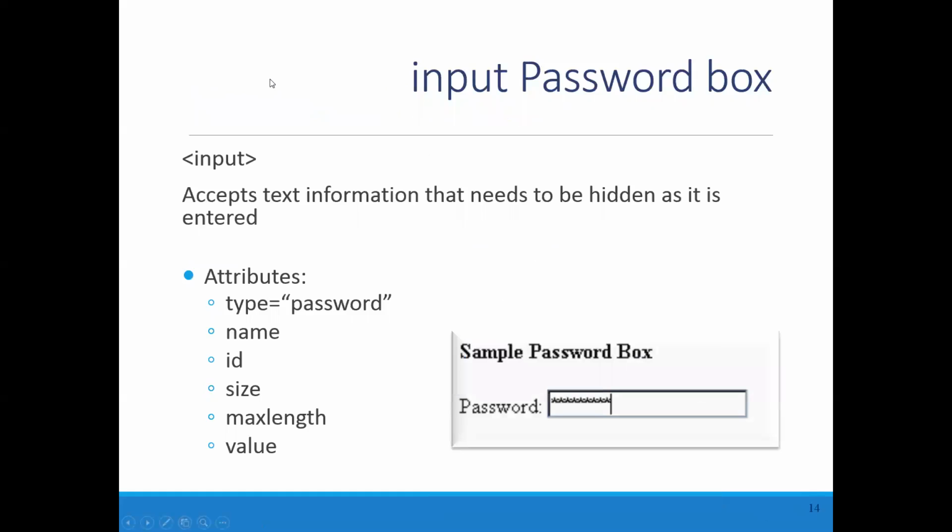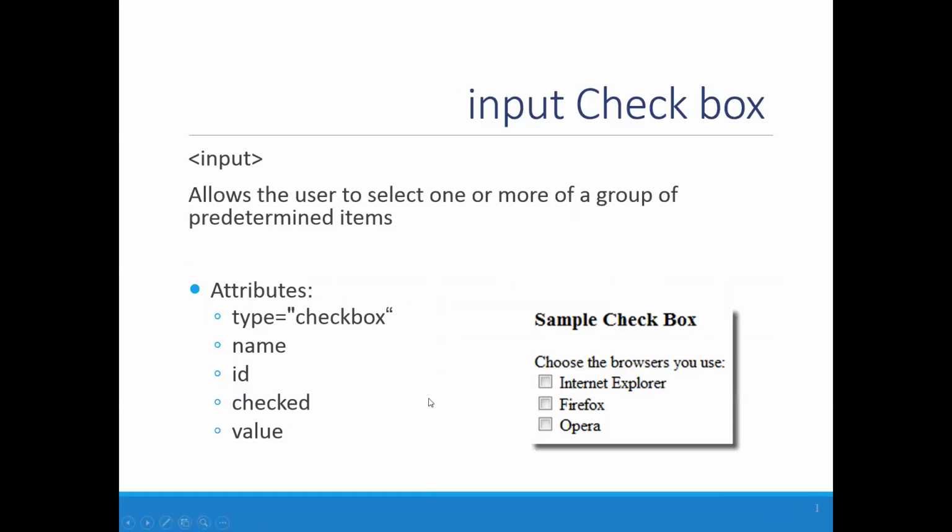I can also, instead of providing a text box, or just type equal text, use the attribute type equal password, and that will suppress the typing as the user uses that field in my form. I can also use checkboxes, and I just specify in the attribute field type equal checkbox. And again, for all of these controls, I have to have a name and an ID. But if it's this type of data, I have to flag if it's checked or not, and then what the value is associated with it if it's checked. So these are not mutually exclusive. I could include none to all of these checkboxes.